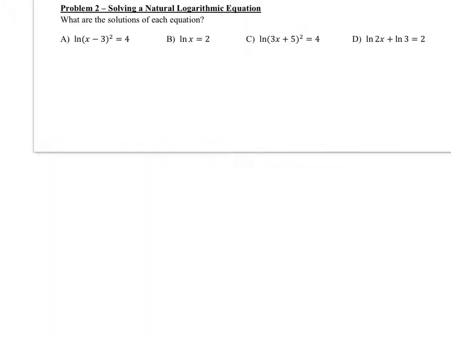Now I'm actually going to start solving these equations. Just like with log, you want to rewrite a log as an exponential function. In this case, my log base is e. So I can rewrite this as, remember, whatever the base is, raised to the exponent is equal to this. So I have e raised to the 4th power is equal to x minus 3 squared. I want to get that x by itself, so the first thing I want to do is take the square root. So now I have e raised to the 2nd power.